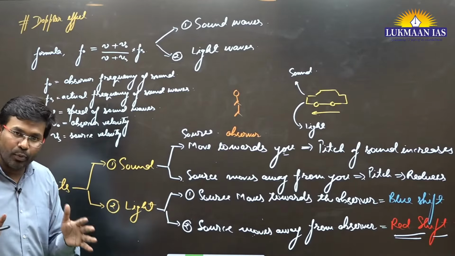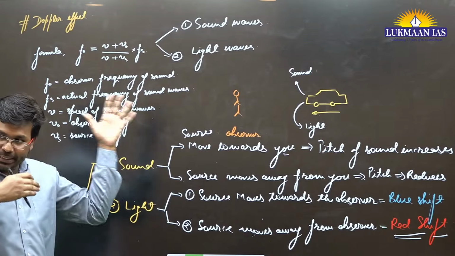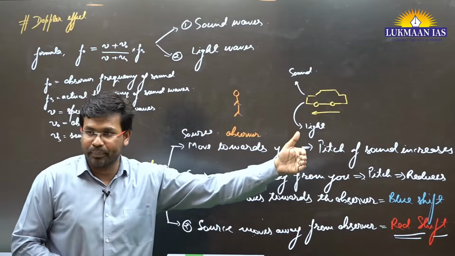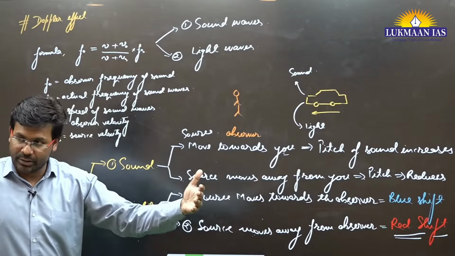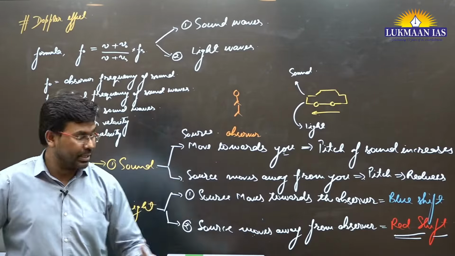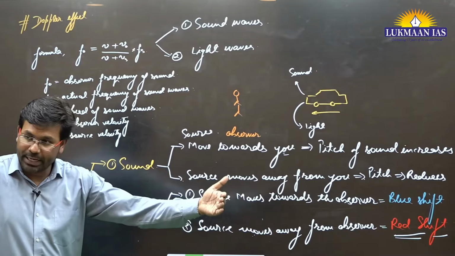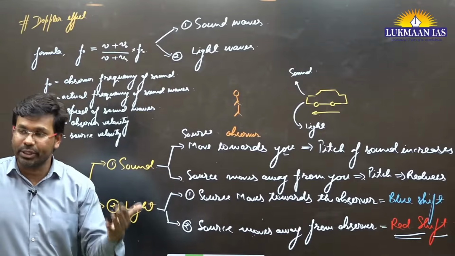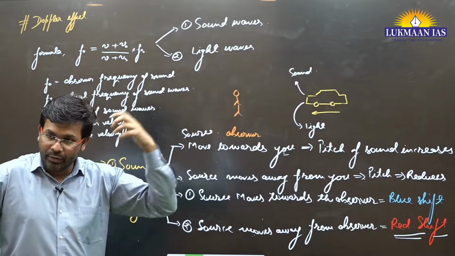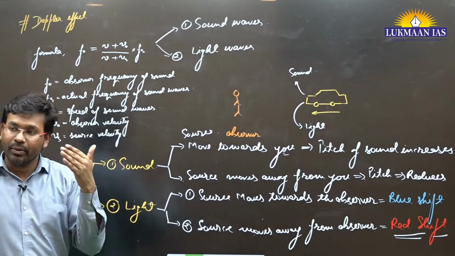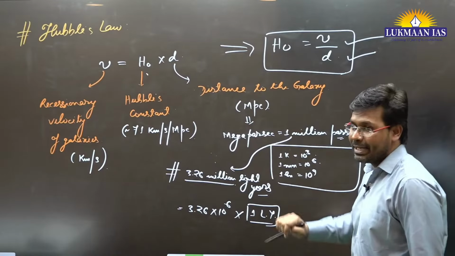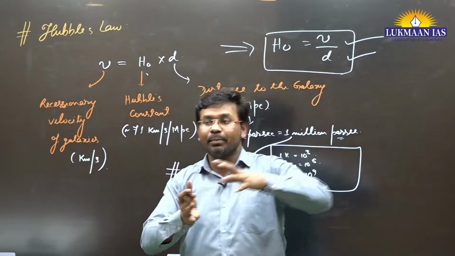As of now, what we need to understand is, in case of sound, if the source is moving away from you, you hear less pitch. If the source is moving towards you, you hear more pitch. In case of light also, if the source is moving towards you, it will be blue shift because frequency will increase. If the source is moving away from you, you will see red shift, meaning it is receding. So here Hubble has said that the galaxies are moving away from us.